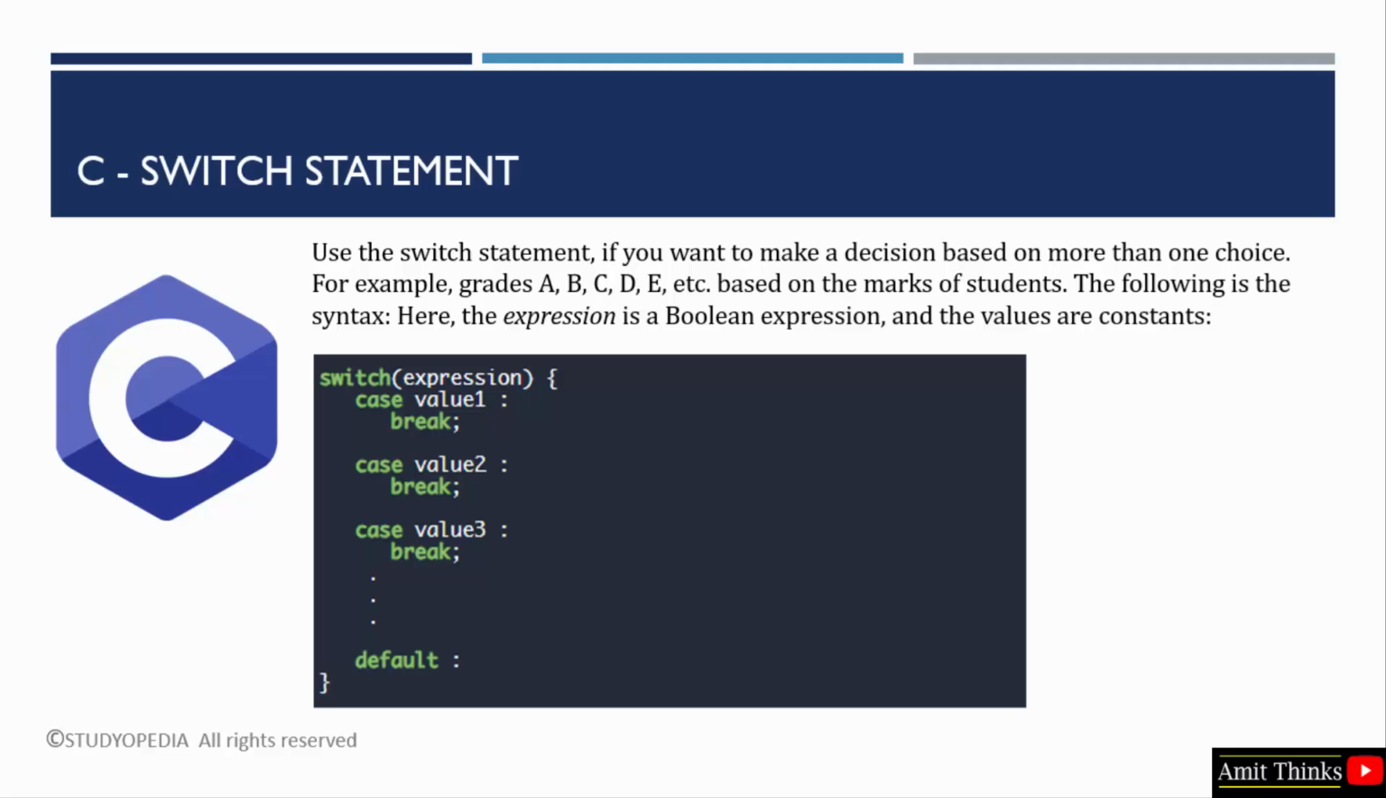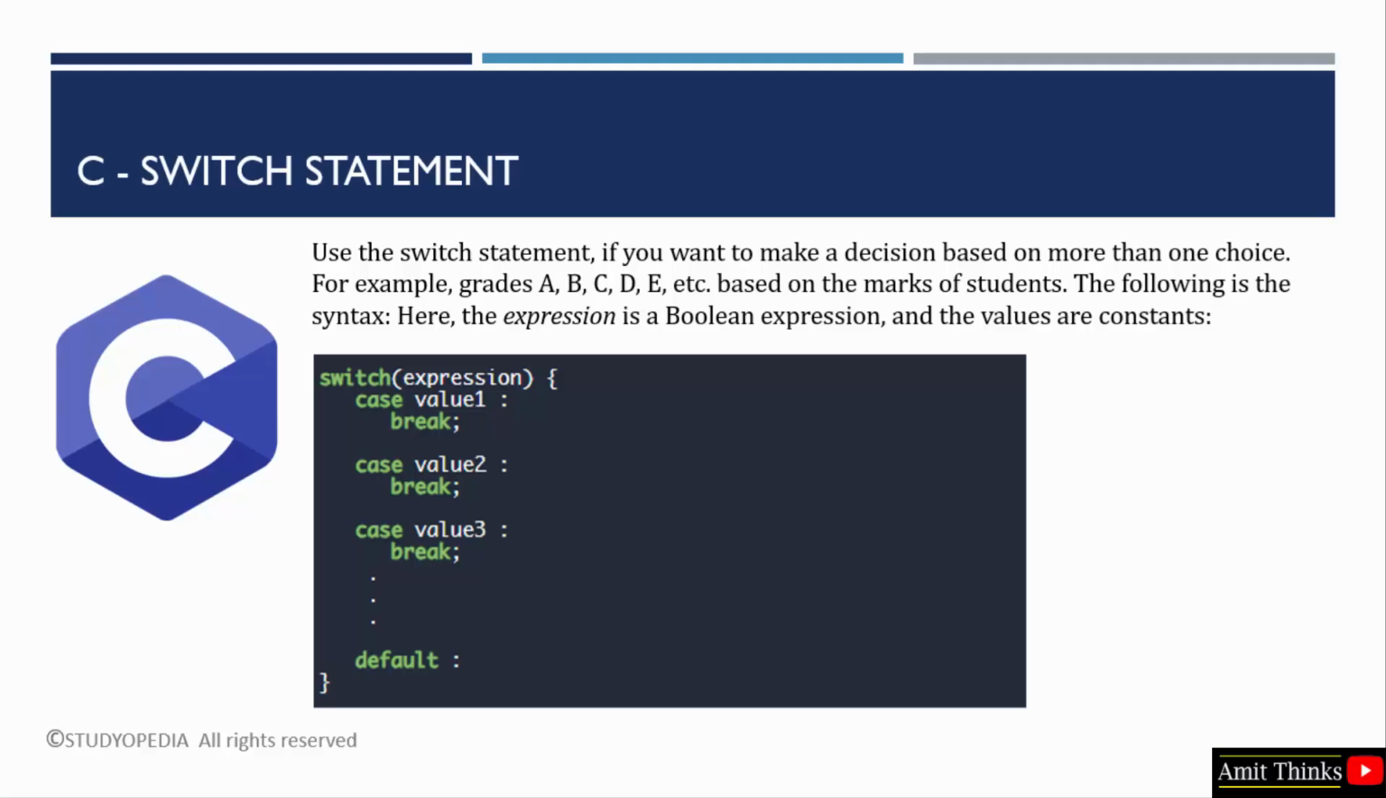Now let us see what is a switch statement in C language. It is used for multi-way branching, allowing you to execute different blocks of code based on the value of an expression. It is a more readable alternative to multiple if-else-if-else statements. So we just saw if-else-if-else. If there are multiple statements like that, then a better choice is to use a switch statement.